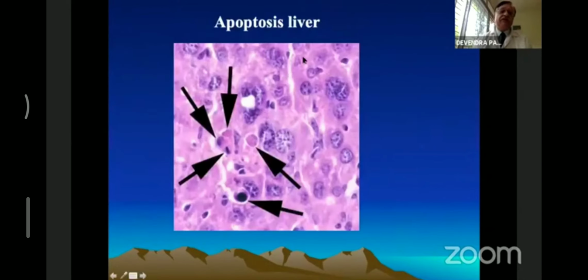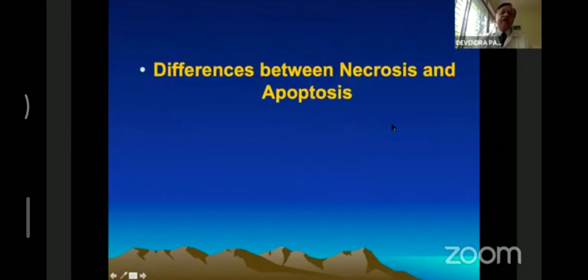Here we see in the liver, these are the hepatocytes. Apoptotic bodies are formed. After some time, the macrophage will eat them away and no evidence whatsoever will be left.